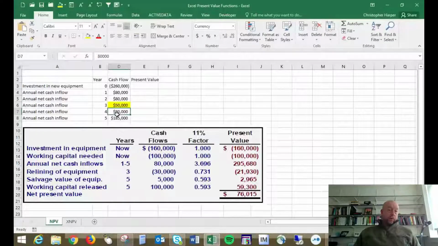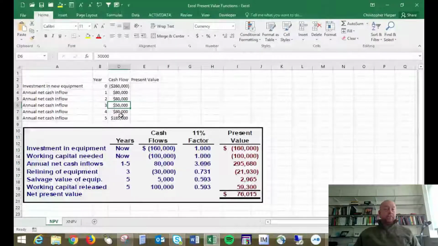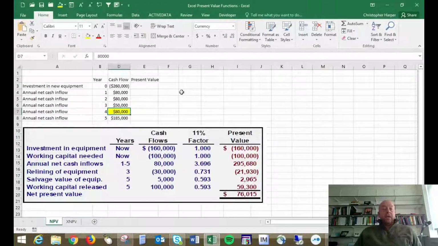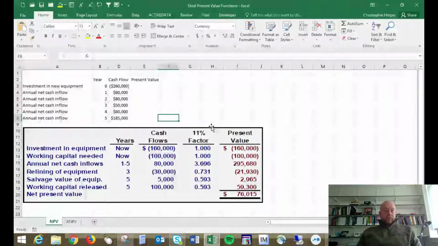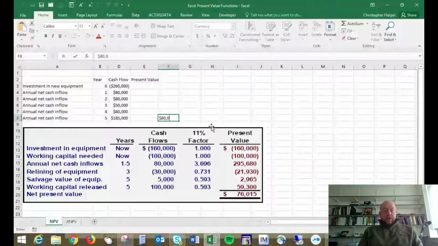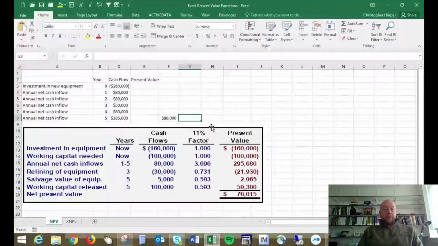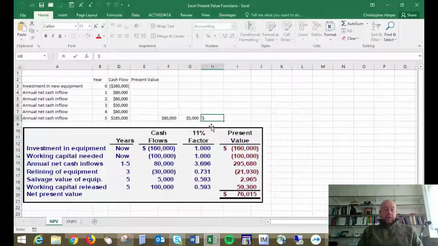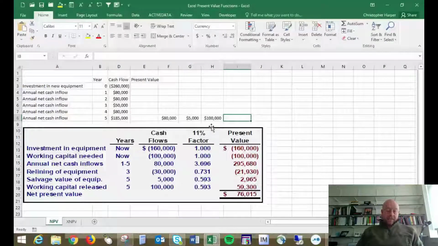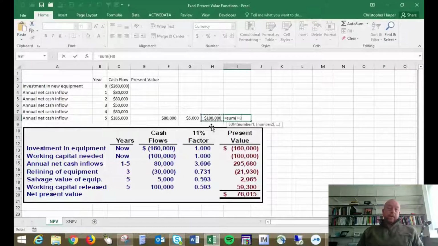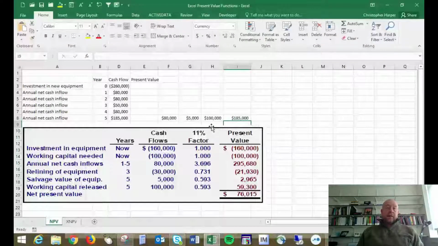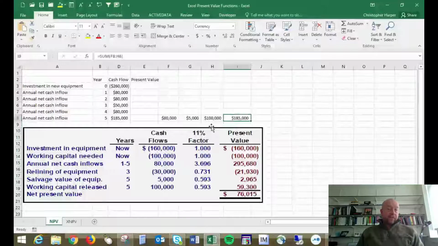In year 4, we just have the $80,000 right there. But then in year 5, where everything kind of gets settled up, let me just show you what's part of this. We have $80,000 coming in. We've got another $5,000 coming in because we sell the old equipment, and then we have $100,000 for the release of the working capital. Add these amounts, that's the $185,000.